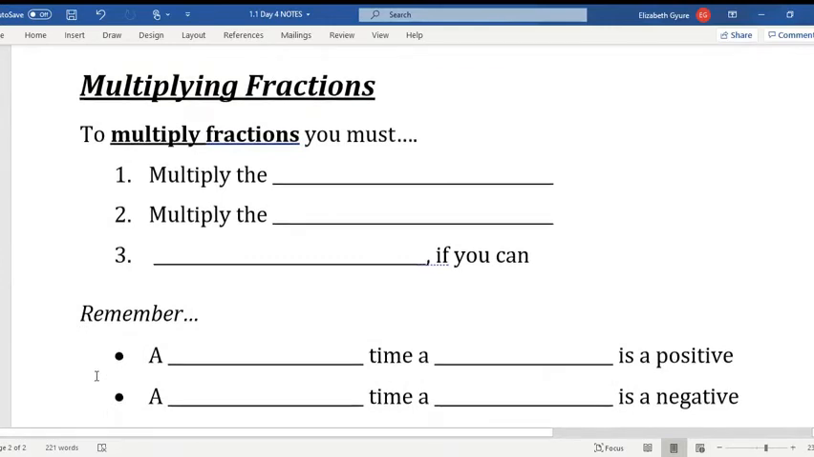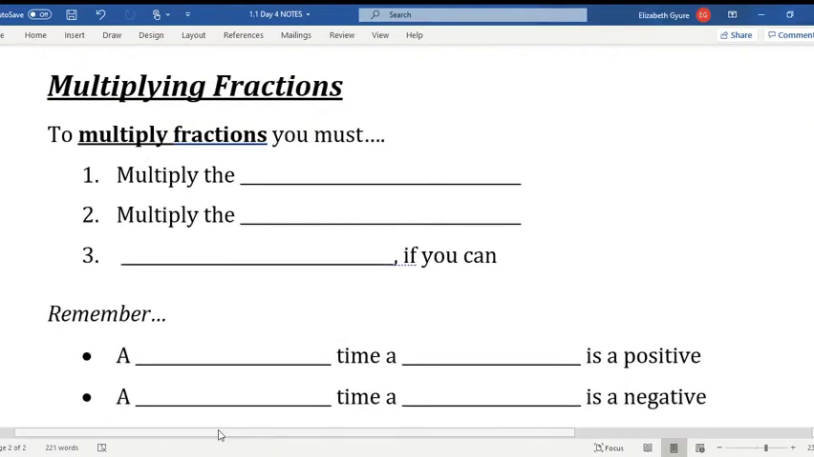All right. Multiplication and division. These ones we will probably have to do some reducing. So, multiplying fractions. To multiply fractions, you must multiply the denominators and multiply the numerators. And then always reduce or simplify, whichever word you prefer, if you can.